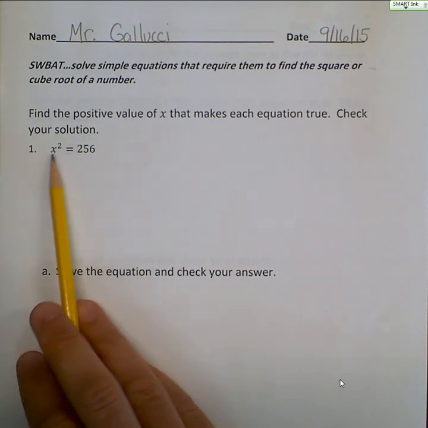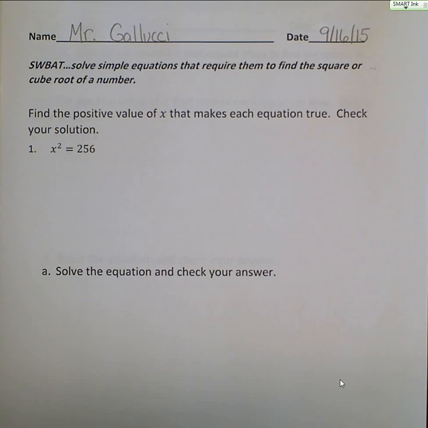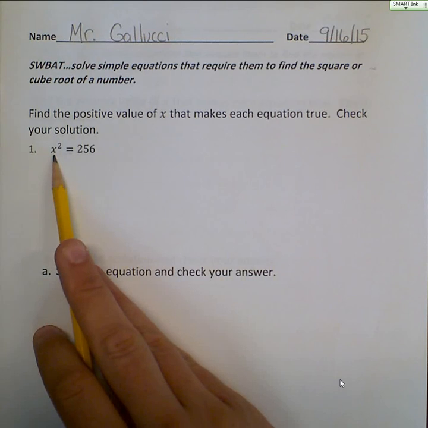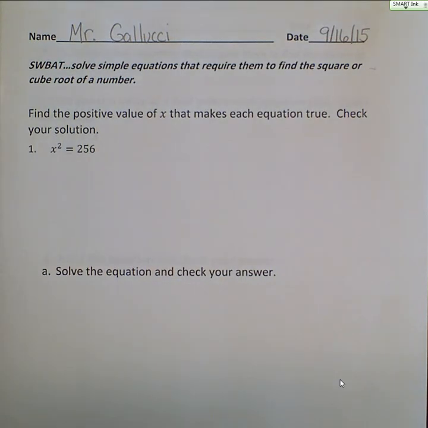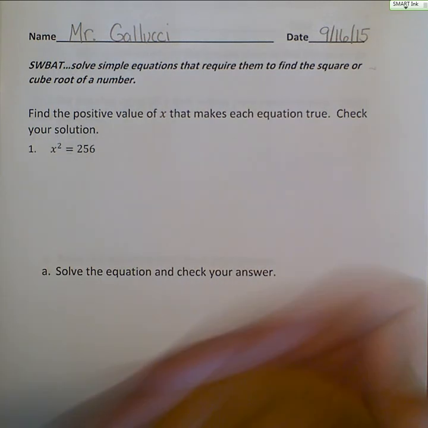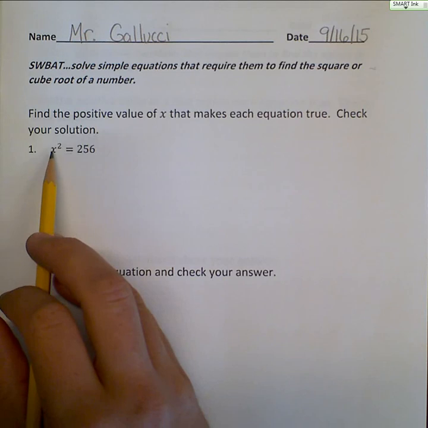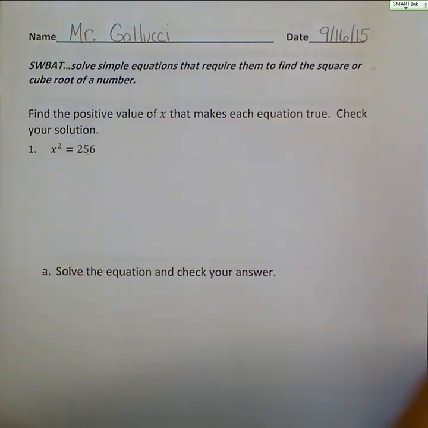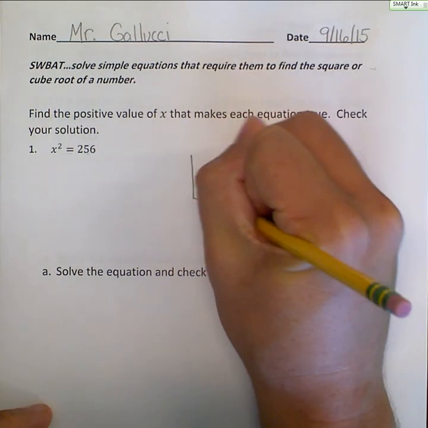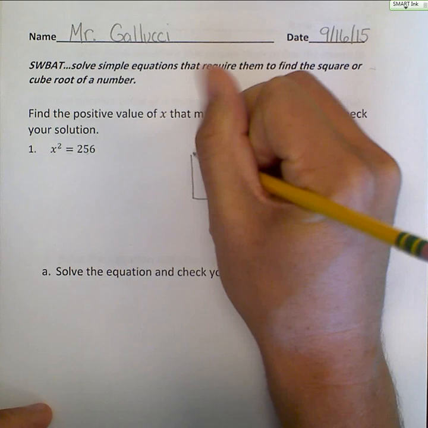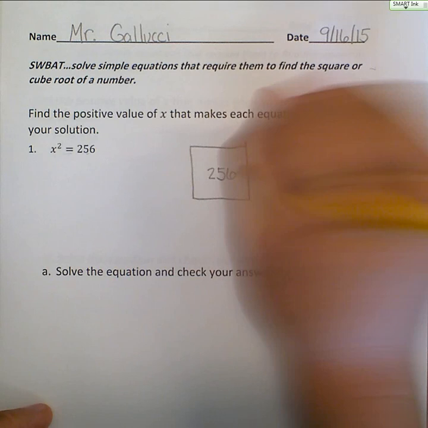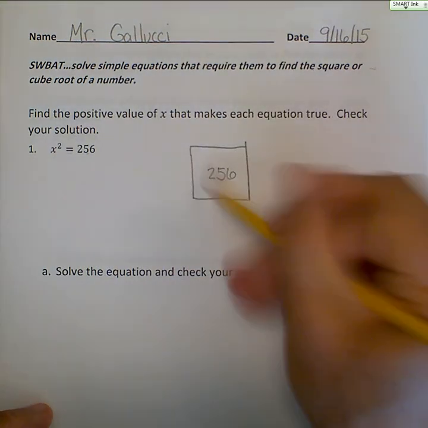x squared equals 256. So I'm looking for a value of x that when I multiply it by itself, I get 256. And before I even get to solving the equation, which is the key for today, whenever I see a number squared equals a number, I think of a picture. The picture that I think of is a square. I'll explain why in a second. I think of a square, my best square I can do, with 256 square units, or an area of 256.